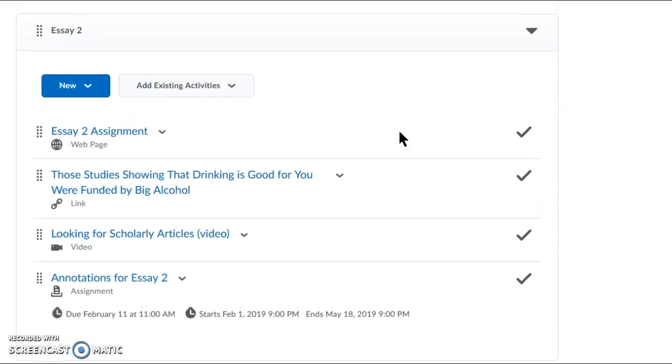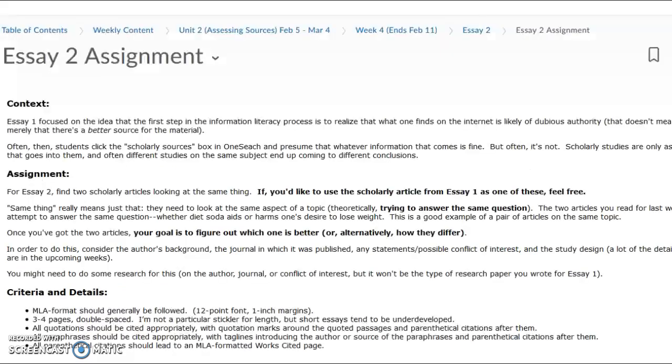So, now we're into the essay 2 folder. We'll take a look at the assignment real quick. Essay 1 focused on the idea that the first step of the information literacy process is to realize that what one finds on the internet might not be great, right? Obviously, if we find a popular article out there that says the study shows this, it might not actually be accurate. So now we know scholarly sources are generally better, but then what happens when you write a research paper is you often click scholarly sources because your professor told you to use scholarly sources. So you're going to do it because you want to get a good grade in the class and you know that scholarly sources are better.